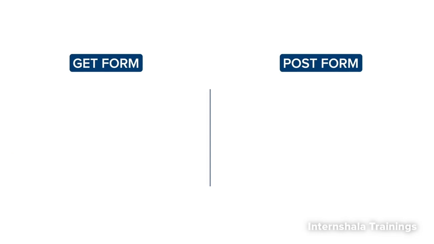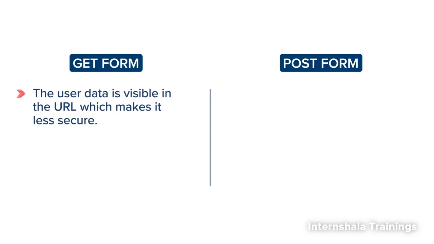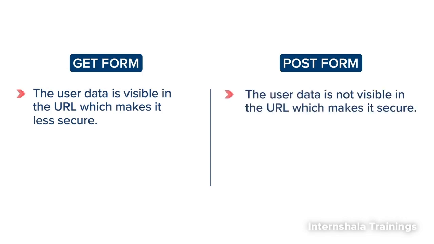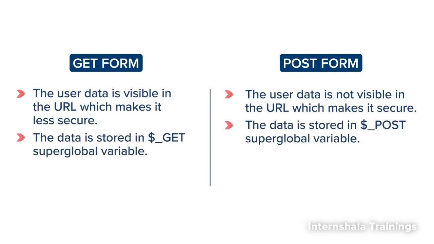Now that we have understood the method and action attributes, we will continue to explore more about these request methods, starting with the difference between them. As discussed earlier, in a GET request, the user data gets visible in the URL upon form submission, which makes it less secure. While in the case of a POST request, no data is visible in the URL, making it secure. The data in case of a GET and a POST request is stored in $_GET and $_POST superglobal variables respectively.